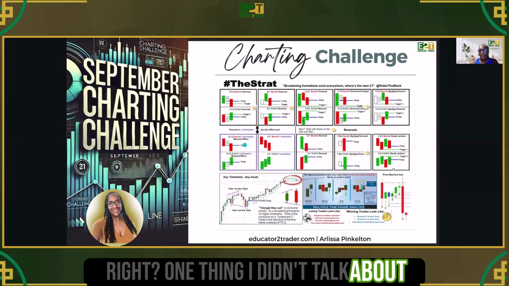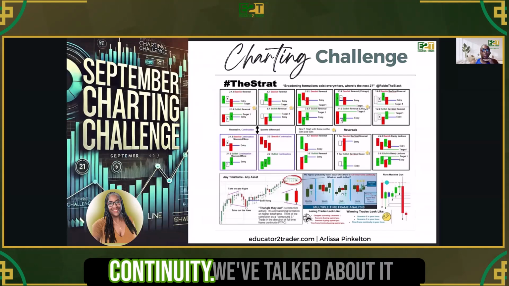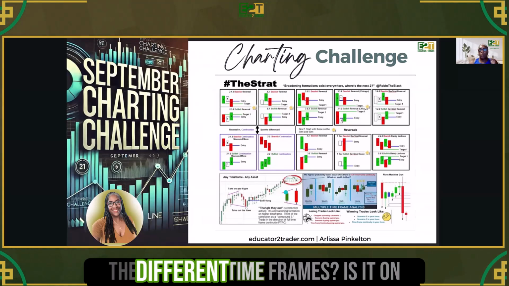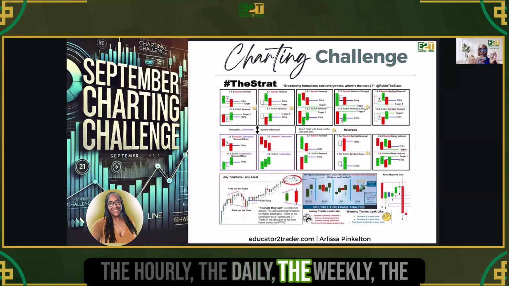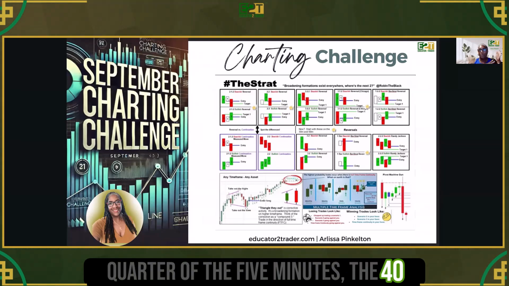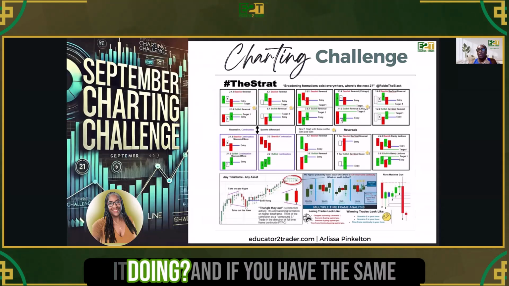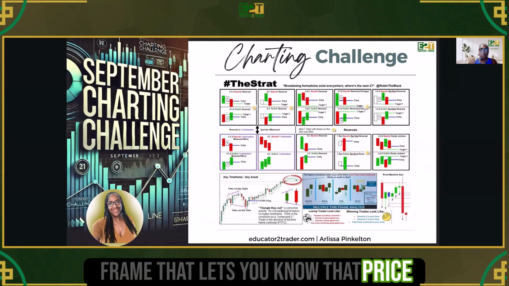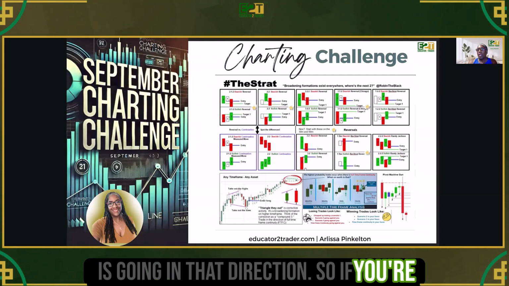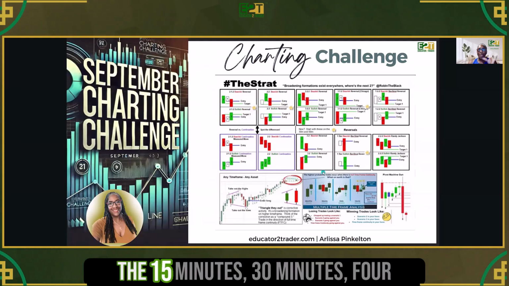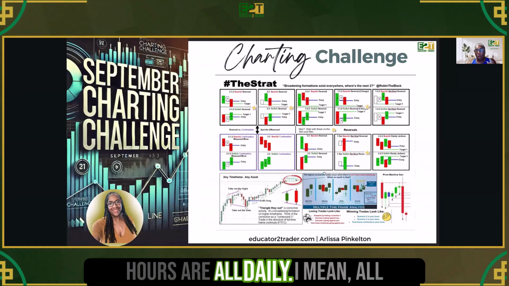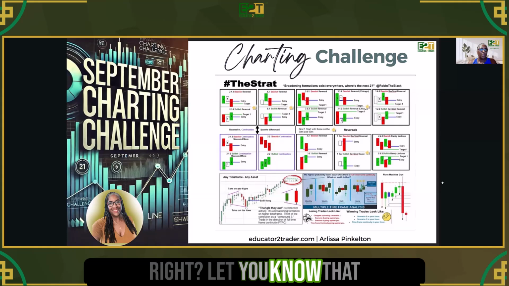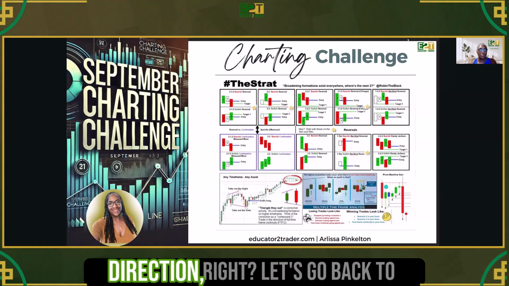One thing I didn't talk about with the strat is time frame continuity. We've talked about it before. Time frame continuity basically says, what is it doing on the different time frames? Is it on the hourly, the daily, the weekly, the quarterly, the 5 minute, the 10 minute, the 30 minute? What is it doing? If you have the same thing happening on multiple time frames, that lets you know that price is going in that direction. So if you're on the daily chart and you see that the 15 minute, 30 minute, 4 hour are all green, you're like, okay, we're going green, right? It lets you know that everybody's going in the same direction, right?